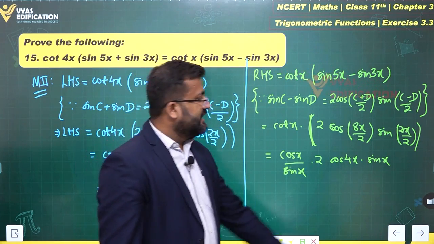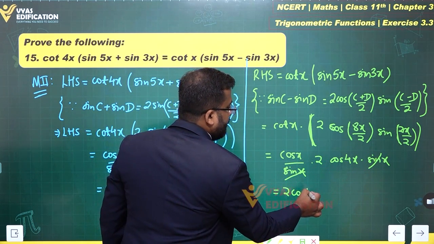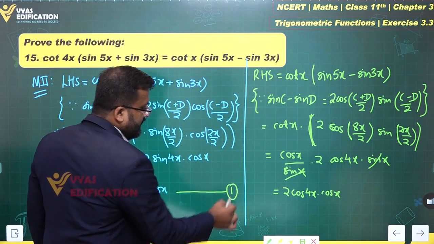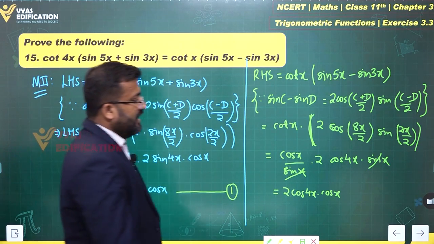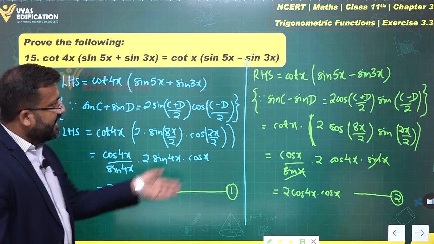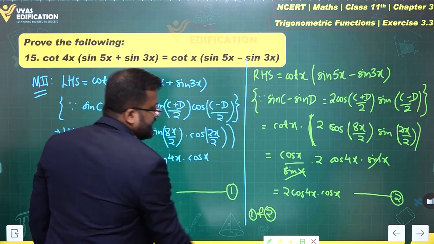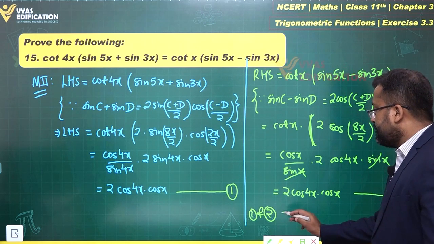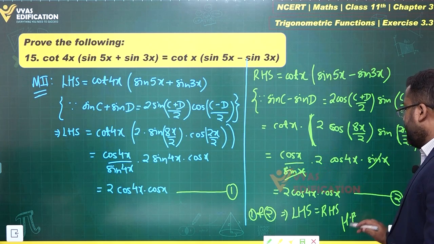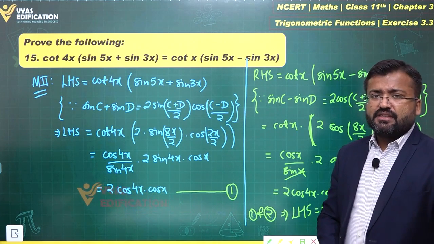Now you can observe that these sine x are getting cancelled and what remains is 2 cos 4x times cos x. Now if this here is statement 1 and this here is statement 2, so using 1 and 2 you can observe that LHS is equal to the RHS. That's the complete proof for this question using this method, as you can clearly observe. Is it all? Yes, that's all in this question.